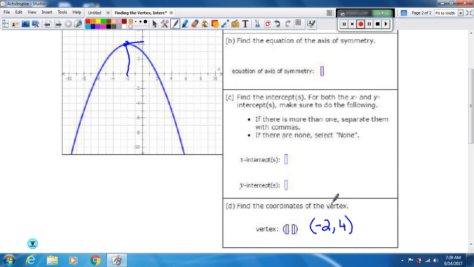So the equation of the axis of symmetry, you tell me what x equals. X equals -2. The x-intercepts, where it's crossing the x-axis, right here it tells you the x-axis, that is at -6 and +2. So -6 and +2. And the y-intercept, where it crosses the y-axis, right here, that is at 3. That's how you do those.